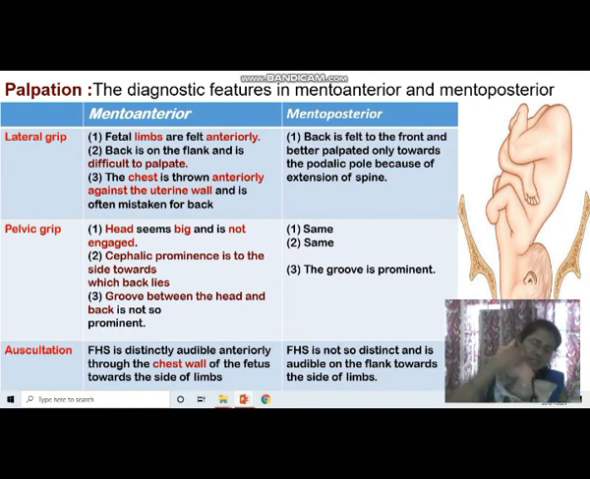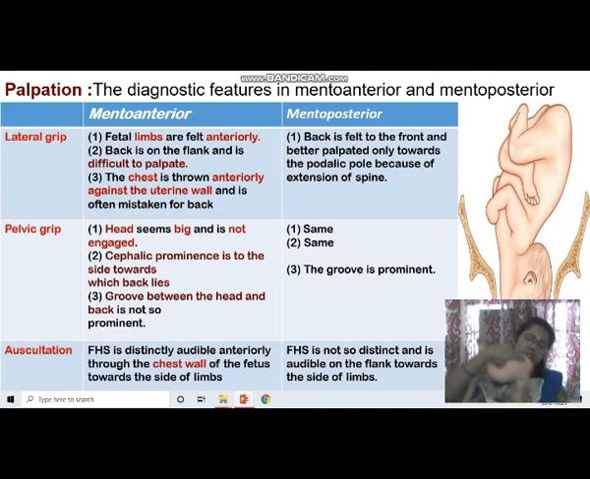Because of this extension, there will not be much of a groove felt between the head and the back. Because of this projection, there will not be any groove much felt. Okay, so this is the pelvic groove in the mento anterior. The same can be seen in the mento posterior, but the groove is very prominent in the posterior.